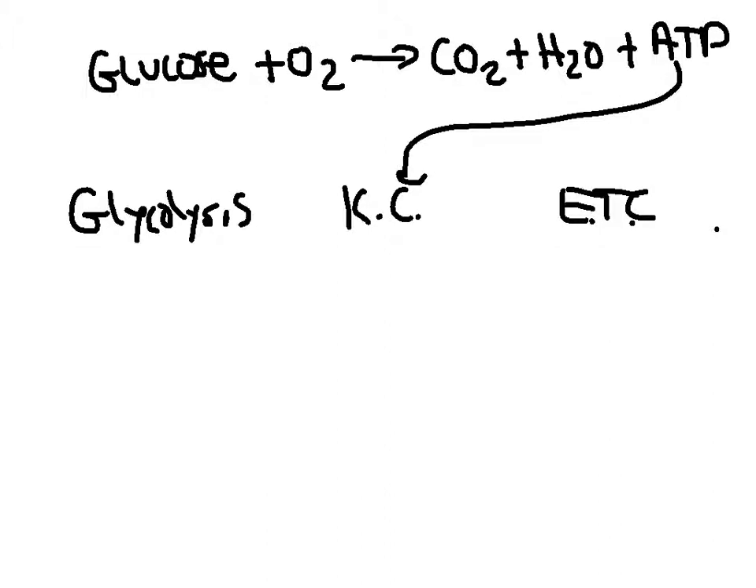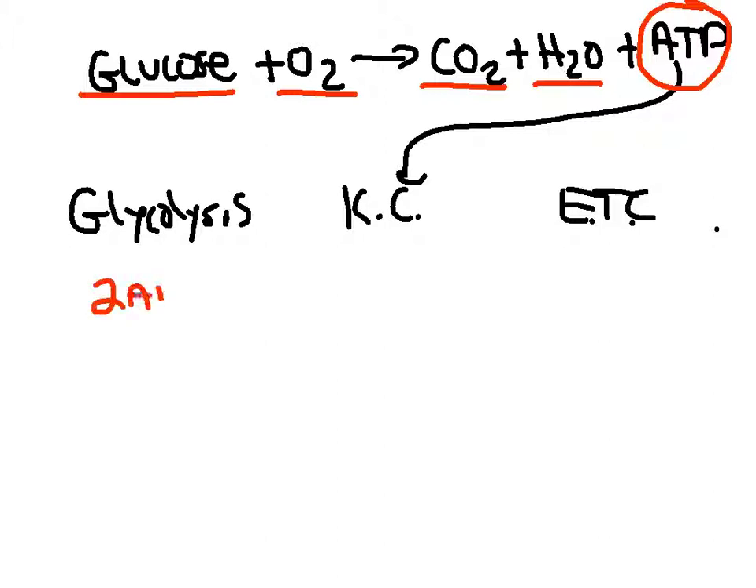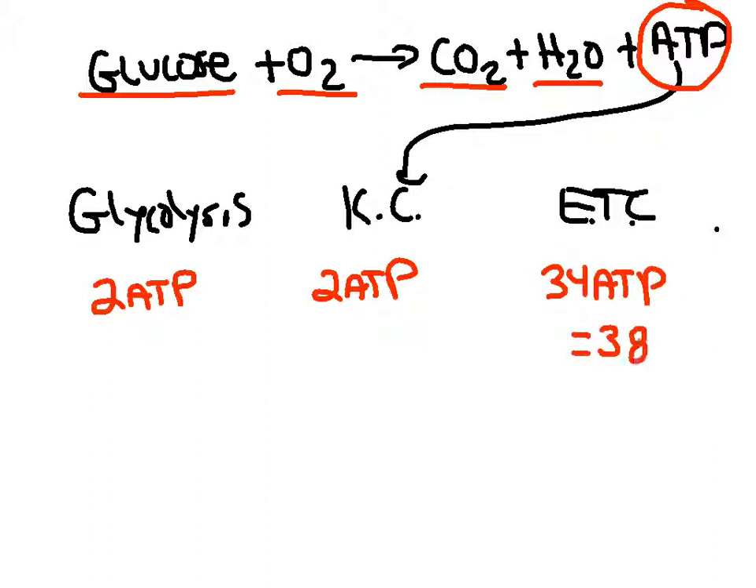So the overall reaction of glucose and oxygen as the raw reactants, producing CO2 and H2O as byproducts to create ATP, is cellular energy, or cell respiration. Glycolysis will end up making a total of 2 ATP. The Krebs cycle also makes 2 ATP, but a bulk of the ATP is made in the electron transport chain, 34 ATP, giving you a total of 38 ATP.